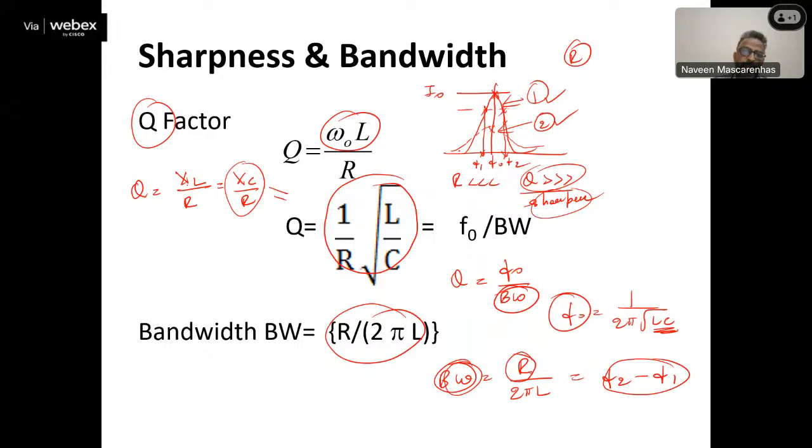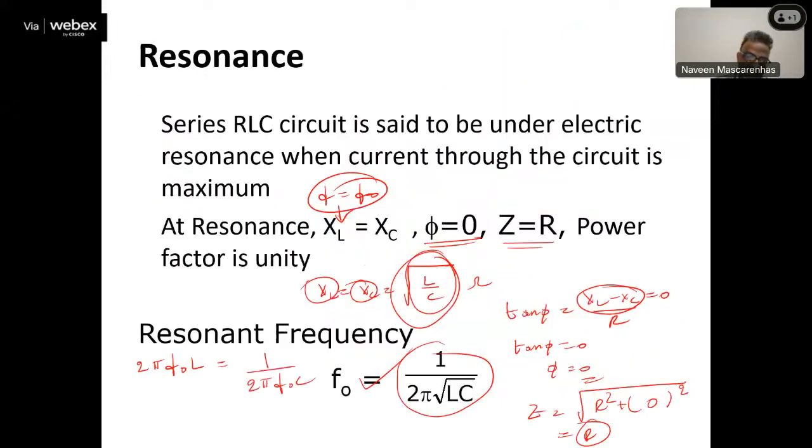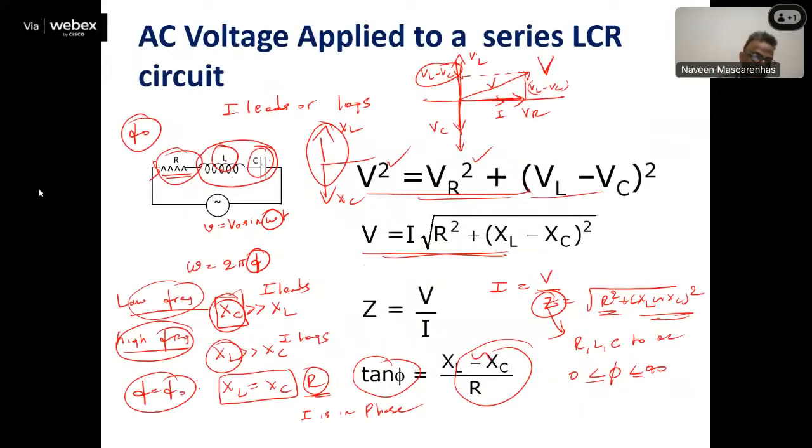Correct, no? See, I draw one more curve here. Very sharp it is. So you will find that bandwidth will be less for this, because R is very small. If R is small, current only goes on increasing at resonance. So in a series LCR, R has the role of restricting the current at resonance. L and C restrict the current at other frequencies, not at resonance. At resonance means one particular frequency, f naught.